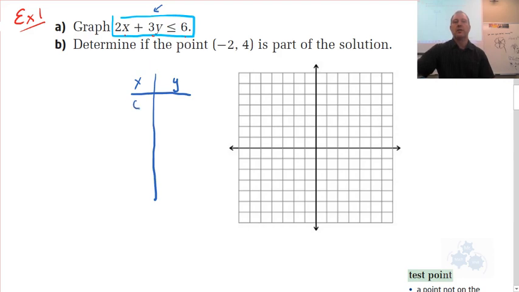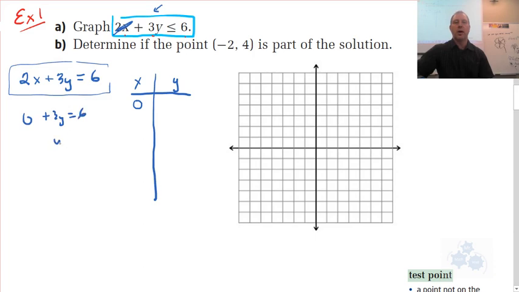So I'm going to say if x is 0, what is y? Well, 2 times 0 would be 0. And again, I'm putting points on the equation. So you want to find points that would be on the equation, the equal sign part of it. So if we have 0 plus 3y equals 6, y is what? 6 divided by 3 is 2. Okay, we have (0, 2). Well, what would happen if y was 0? Then we have 2x plus 0 equals 6. So x equals 6 divided by 2, or 3. Does that make sense? Does that look good?